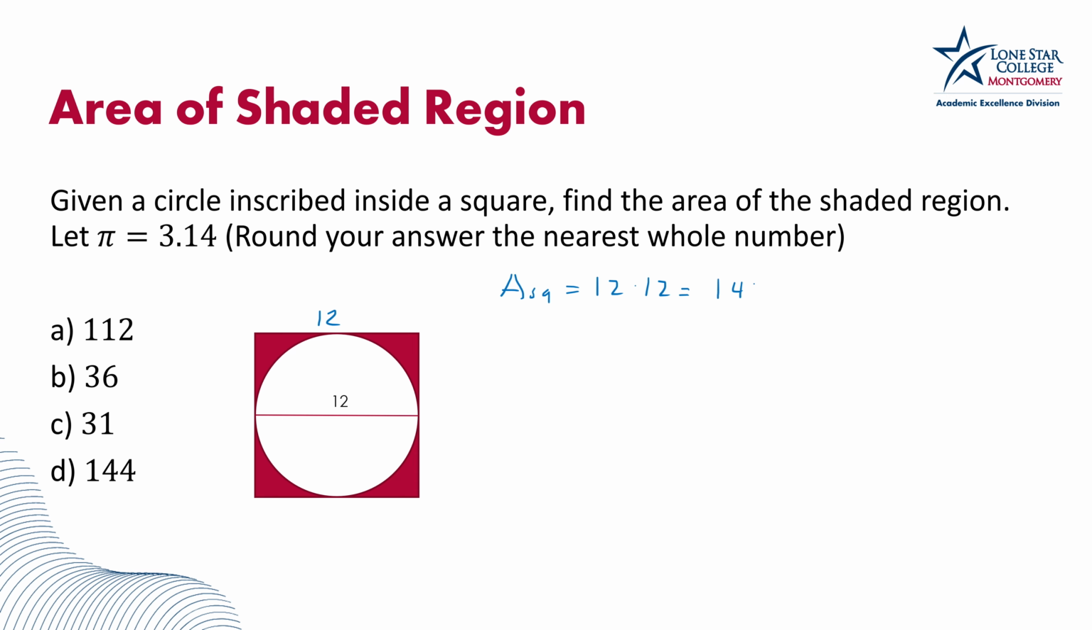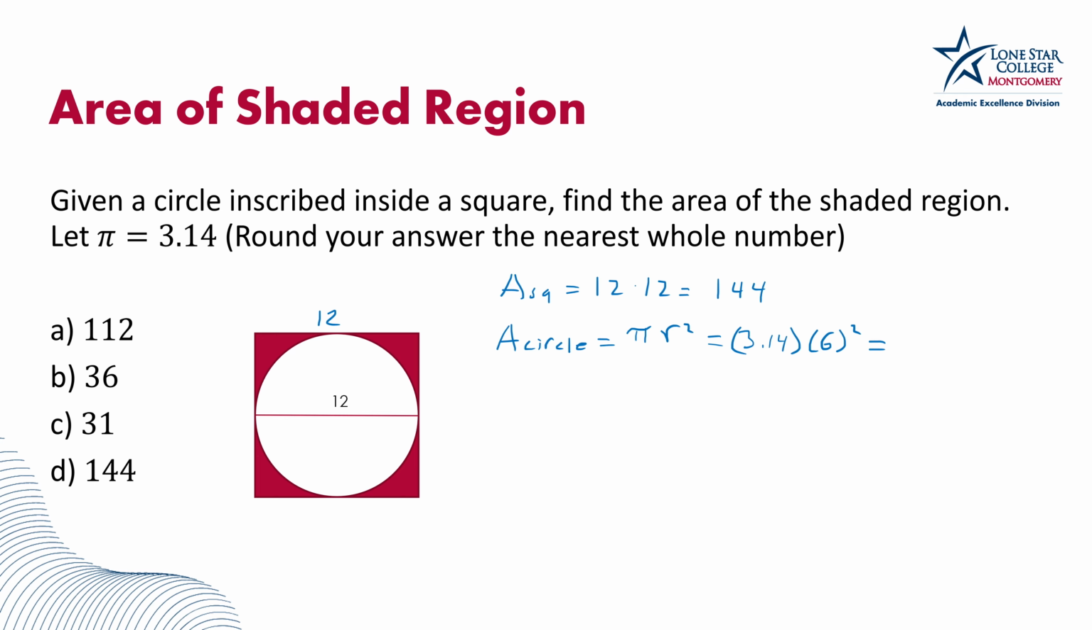which is 144. And then the area of the circle, as mentioned earlier, is going to be pi r squared. So it'd be 3.14, because that's what we want to let pi be. And our radius is going to be half the diameter, so it has to be 6 squared. That's one we have to use a calculator for. So we know it's going to be 3.14 times 36, because that's 6 squared. So that's 113.04.